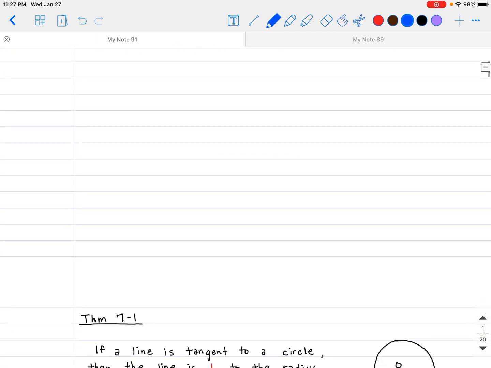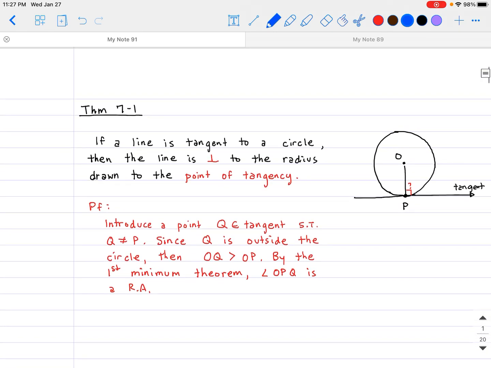Anyhow, that is going to be my first theorem right here, Theorem 7.1. This is, again, looking at Jergensen, the book, and I think it is a different theorem number in the Moise book, and I'll find it a little bit later on. I'm pretty sure it's chapter 14, like theorem 14.2 or something like that. In terms of what it says, if you have a line that is tangent to the circle, then the line is perpendicular to the radius drawn to the point of tangency.